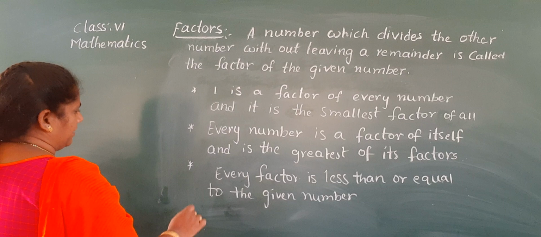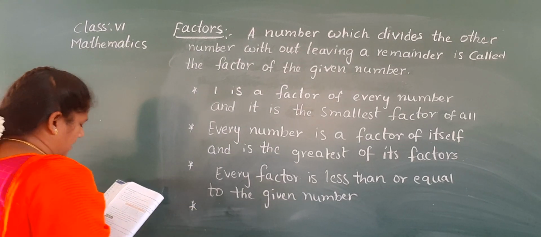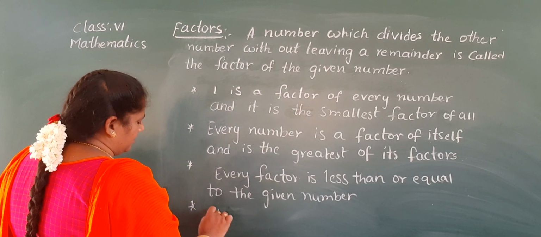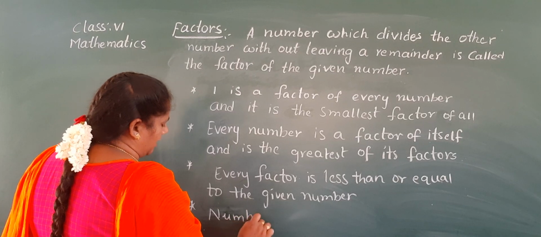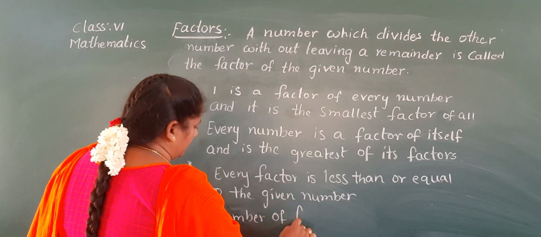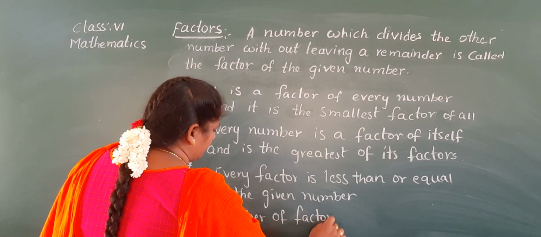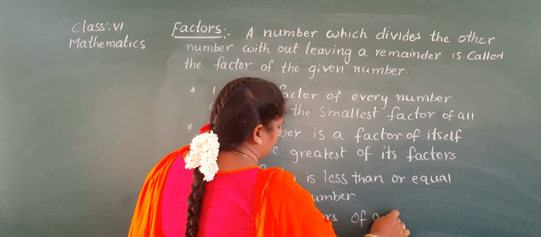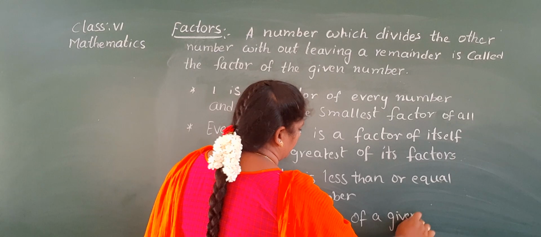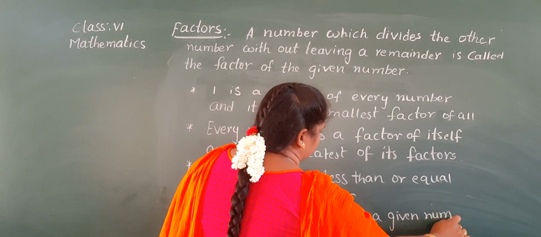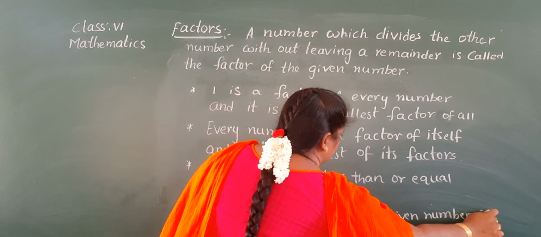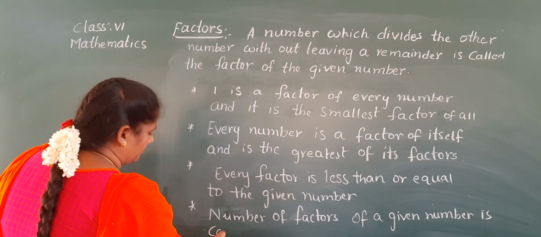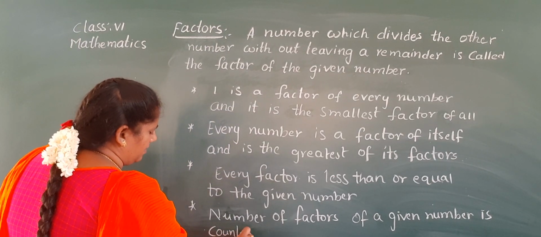Okay. And the fourth point is number of factors. That means the number of factors of a given number is countable. Okay, ma?